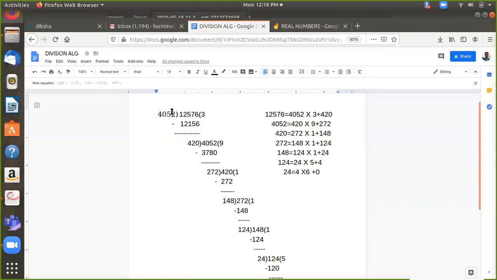All right. So when I divide 12,576 by 4,052, I know 3 times 4,052 will become 12,156. So 4 times will exceed 12,576. So it's only 3 times it will go. So when 3 times 4,052 is taken, I get 12,156. When I subtract them, I get a remainder of 420. Can you see that? So my first division is over and I get a remainder of 420.